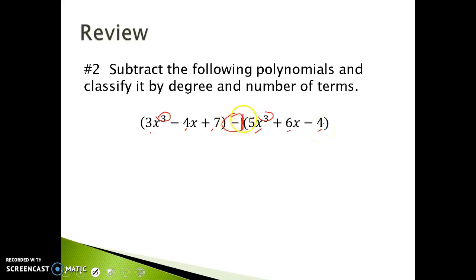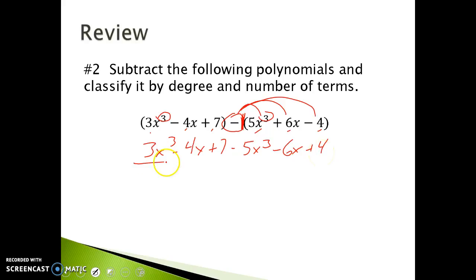So there's like a negative 1 here. And so what we talked about doing here was this stays the same. We have 3x to the third minus 4x plus 7. But negative 1 times 5x to the third is negative 5x to the third. Negative 1 times positive 6x is negative 6x. And negative 1 times negative 4 is positive 4.